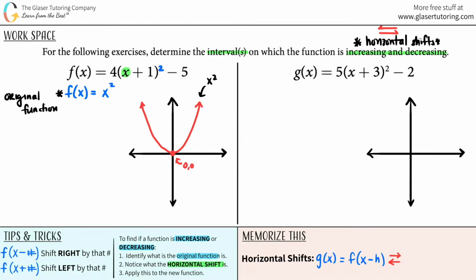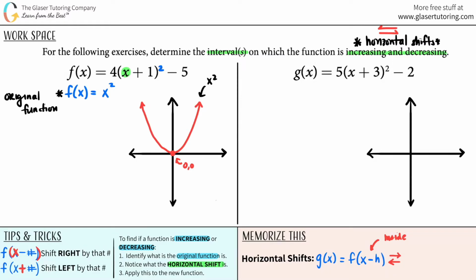And remember, the horizontal shifts are always the changes inside of the function. So they kind of look like this. If you have an x value in parentheses minus a number, that means you shifted to the right. But if you have x plus a number in the parentheses, that means you shifted to the left.